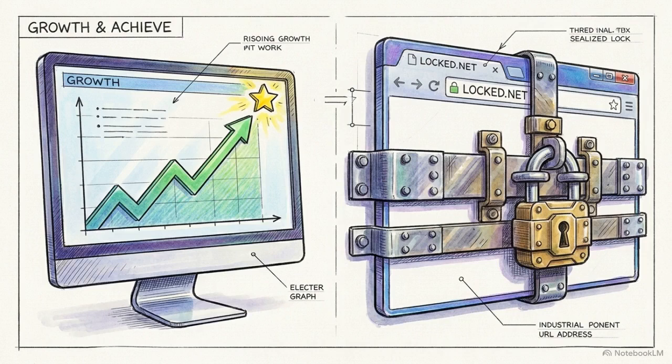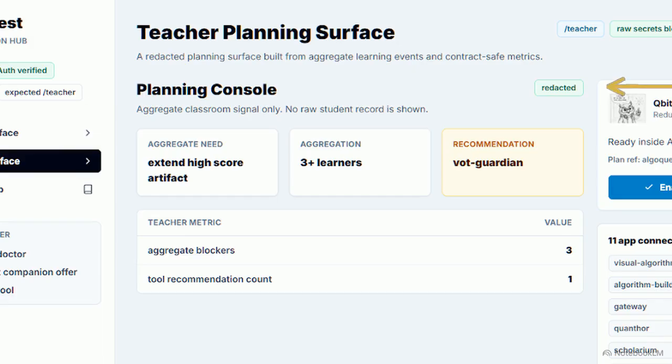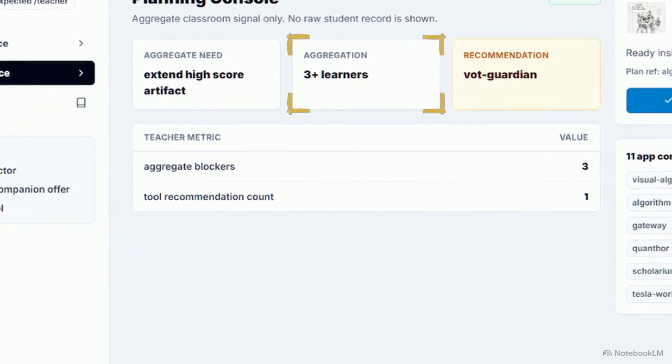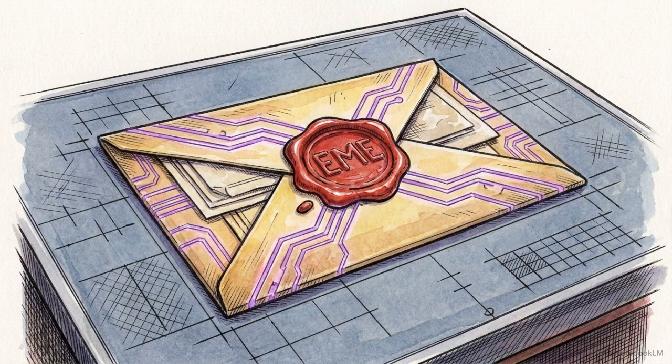Switching back to the teacher's dashboard, you might wonder why educators are deliberately blinded to the raw event queues we just examined. This planning console replaces raw student names and individual errors with masked, generalized data. It groups the information, showing an aggregation of 3 or more learners and a generalized tool recommendation count. This data flattening is driven by a specific architectural contract called the Education Metrics Envelope.